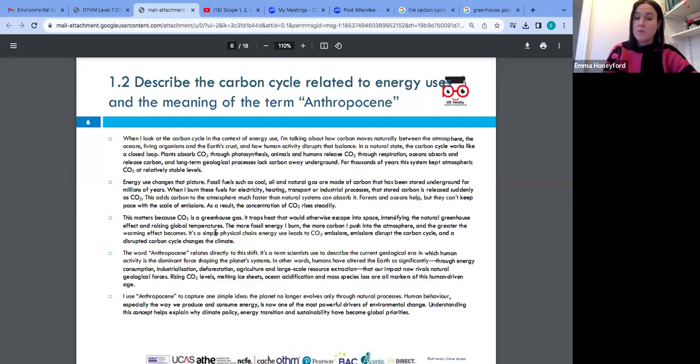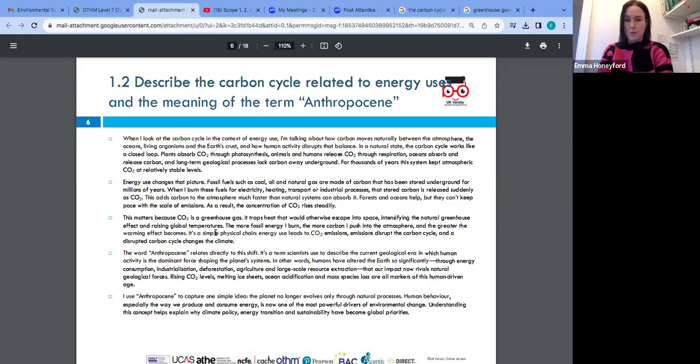This matters because CO2 is a greenhouse gas. It traps heat that would otherwise escape into space, intensifying the natural greenhouse effect and raising global temperatures. So the more fossil fuels that we burn, the more carbon we're pushing into the atmosphere, and the greater the warming effect becomes. It's a simple physical chain. Energy use leads to CO2 emissions. Emissions disrupt the carbon cycle, and a disrupted carbon cycle changes the climate.